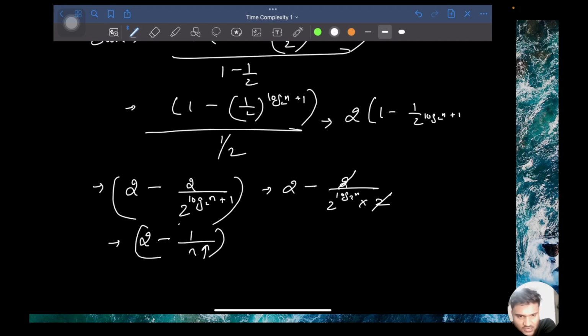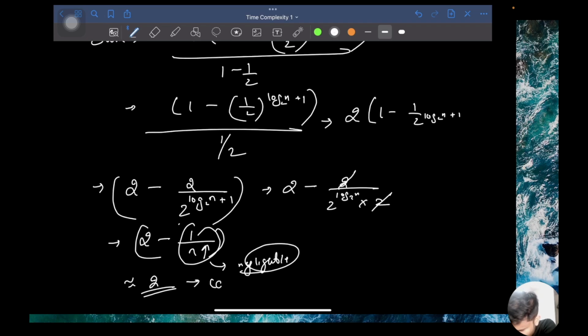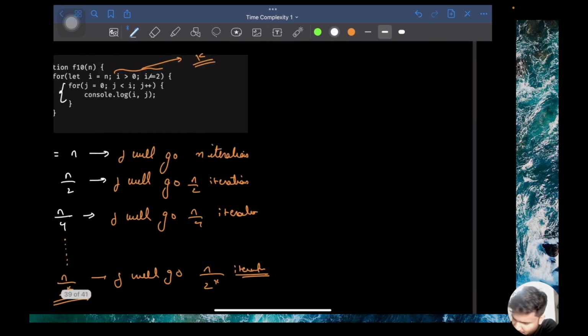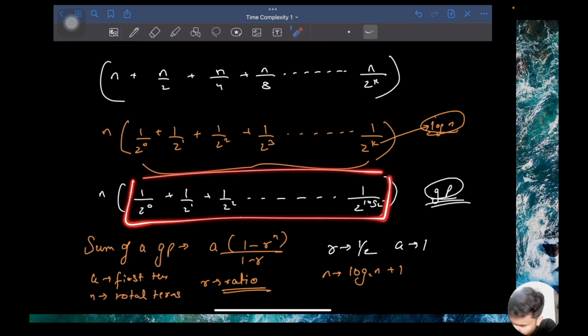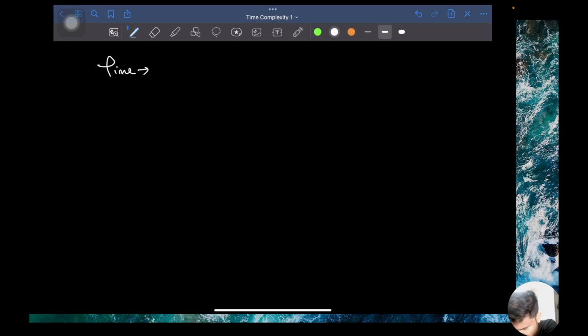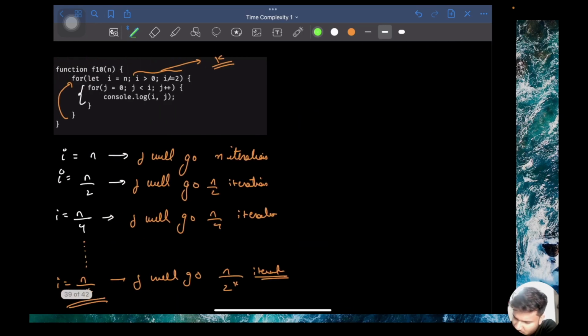And if n is very large, can I say this term is negligible? So this value becomes approximately 2, which is just a constant. So can I say the sum of all of these terms is a constant, which is multiplied by n. So the total time taken is n into c, some constant, which is order of n. So the answer of this question is going to be order of n.